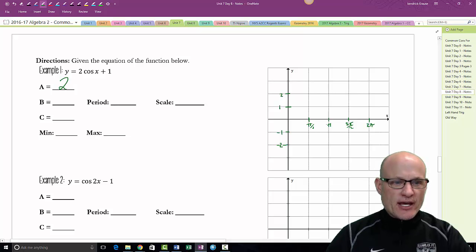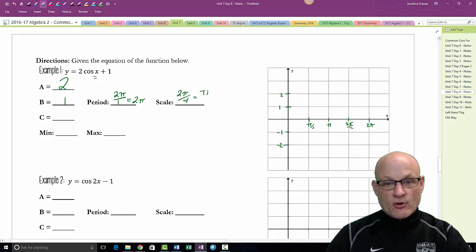So our amplitude is 2. Our B value is 1. Remember, period is 2 pi over B, which is 1, so that's just 2 pi. And remember, scale is just 2 pi over 4, which is pi over 2. And I'll talk again about what that scale means and how we get that there.